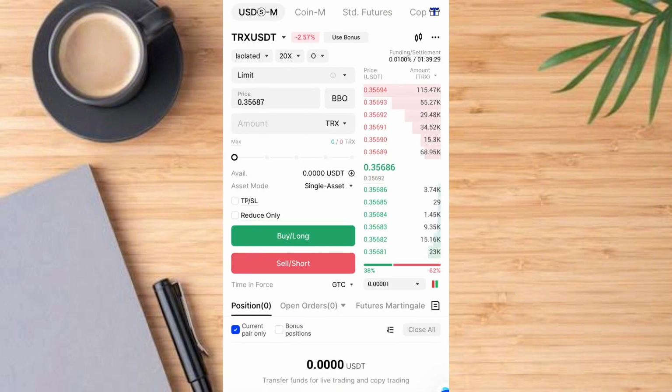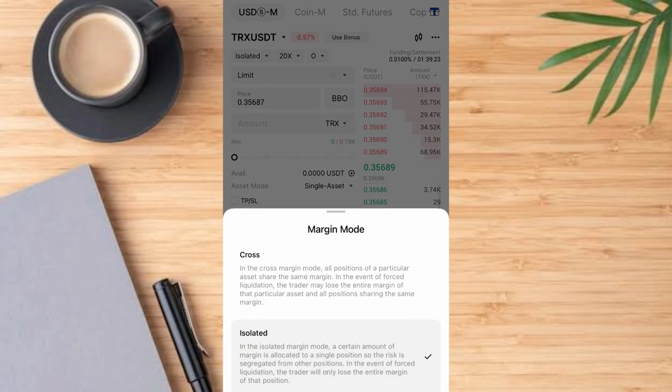Now that you know all this, after that, guys, you see this button I call isolated. If you tap on that button, there are two options here. You have the cross margin, you have the isolated margin. Now what is cross margin? Cross margin allows the system to take from your reserved capital and start trading.